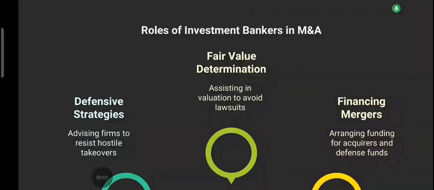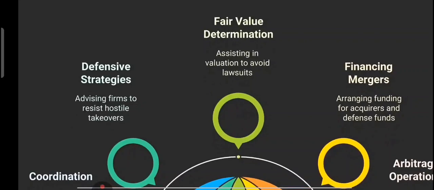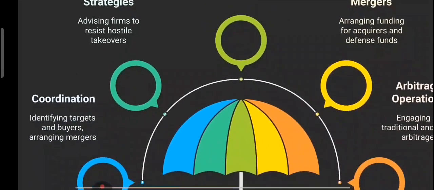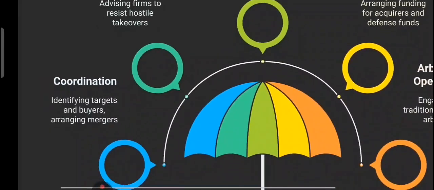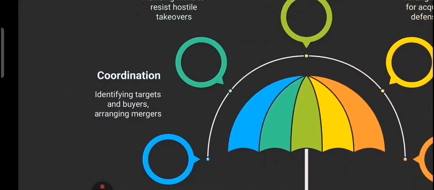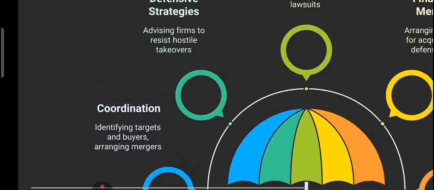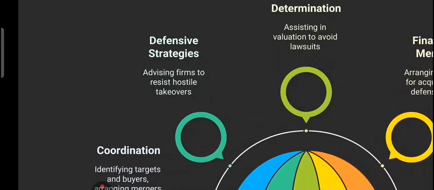Now friends, have a look at the role of the investment banker in merger and acquisition. When it comes to merger and acquisition, investment bankers are not just facilitators, they are strategic enablers. You can think of them as an umbrella shielding both parties during a high-stakes financial storm. So let's look at their functions. First of all, coordination. It is their first task: identifying the right target, connecting potential acquirer and seller, and ensuring a smooth matchmaking process. Second is defensive strategy, right?